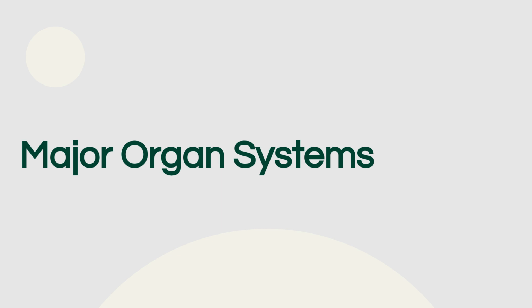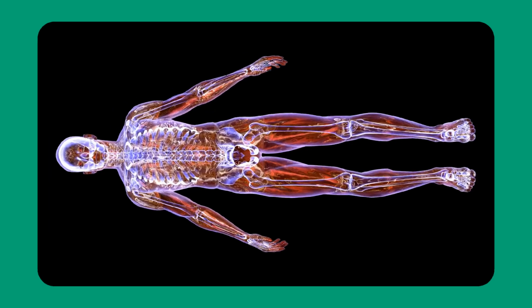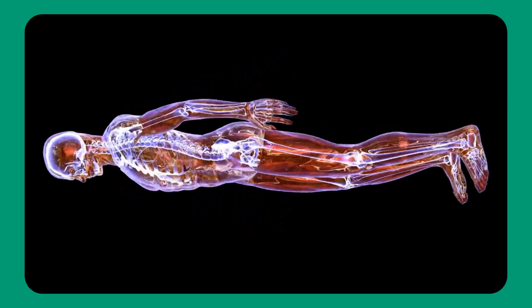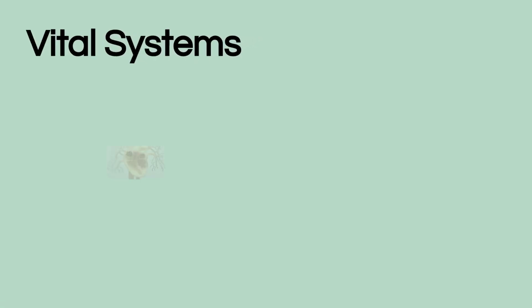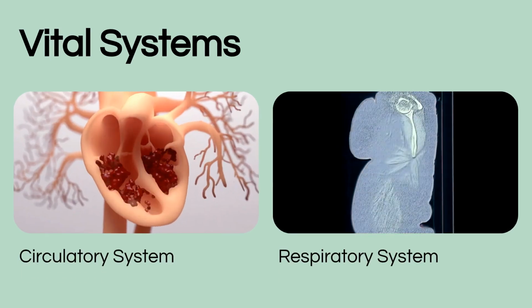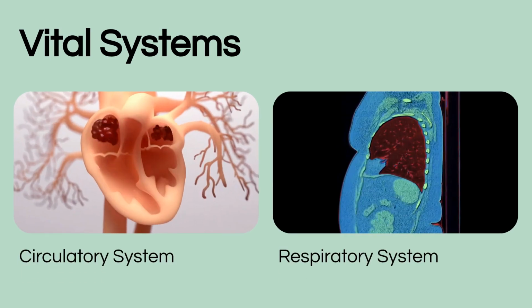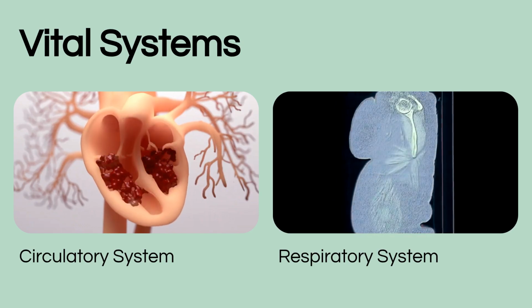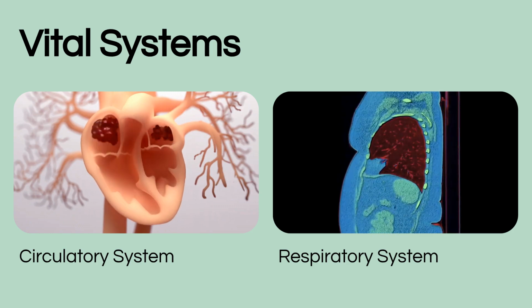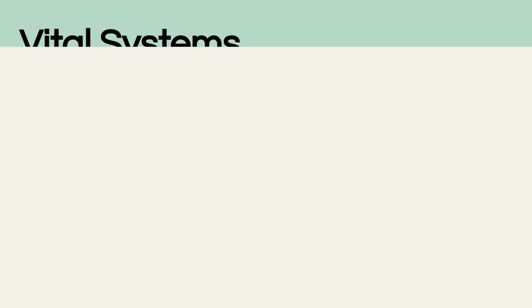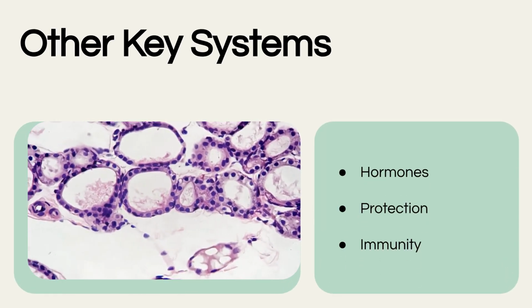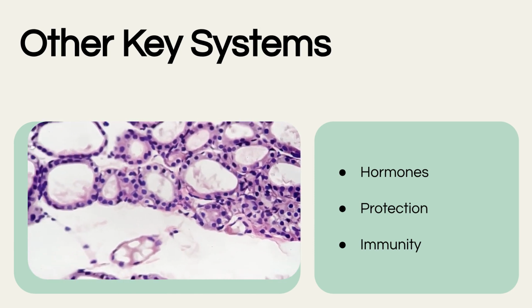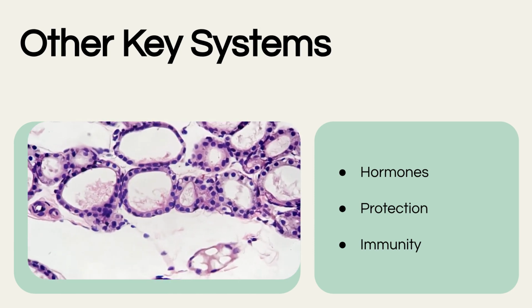The human body has 11 major organ systems, each with a vital role. Let's explore some of them. We have the skeletal system for support, the muscular system for movement, and the nervous system for communication and control throughout the body. The circulatory system transports blood, nutrients, and waste. The respiratory system handles gas exchange, taking in oxygen and expelling carbon dioxide. And the digestive system breaks down food for energy. The endocrine system produces hormones that regulate various bodily functions, while the integumentary system, including skin, hair, and nails, protects the body from the external environment.